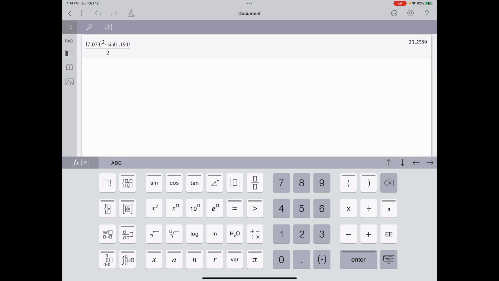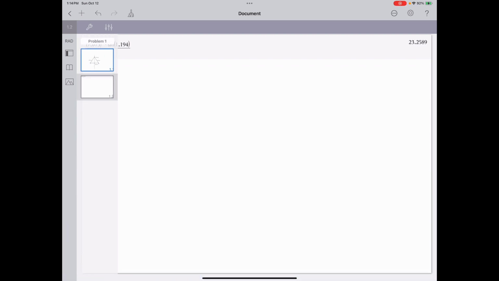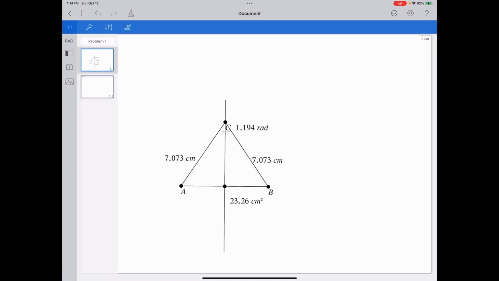And we see over in the right that the area of the triangle is approximately 23.26 square centimeters. And we'll go back and look to see if that's what the geometry app told us, and it is, 23.26 square centimeters.